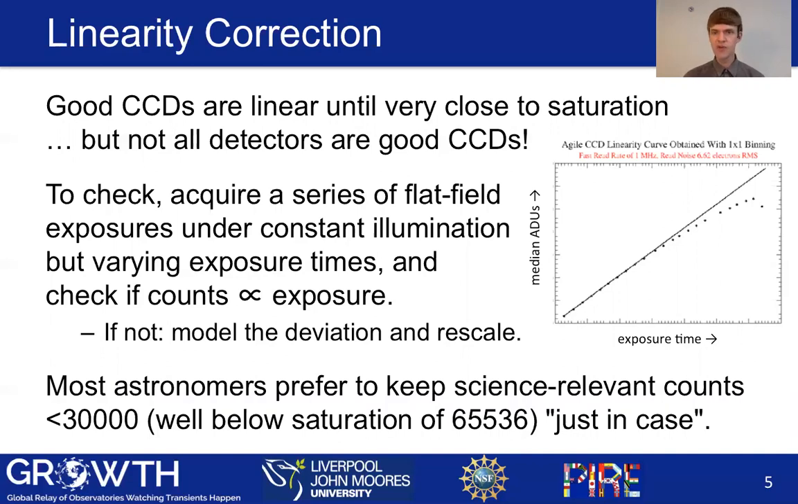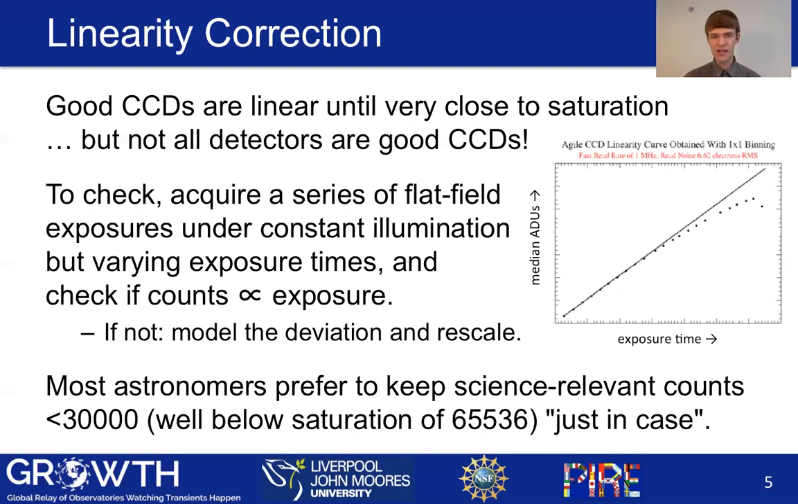To measure this and determine if it's important and if you need to correct for it, and then come up with the procedure for how to correct for it, we acquire a series of special calibration exposures by setting a flat lamp to constant illumination and then taking exposures with varying exposure times. We then check if the number of counts is proportional to the exposure time in each image. If it isn't, we can model this and rescale up our higher count pixels in each image appropriately.